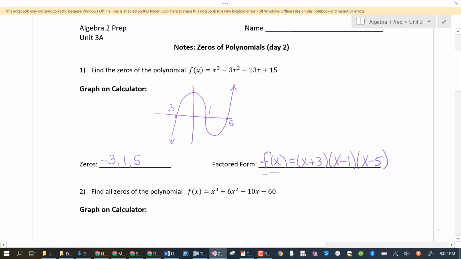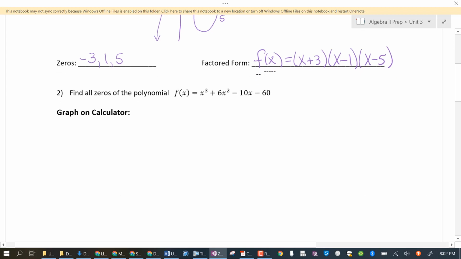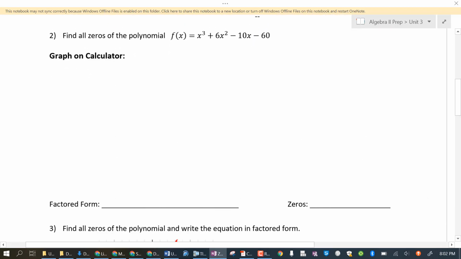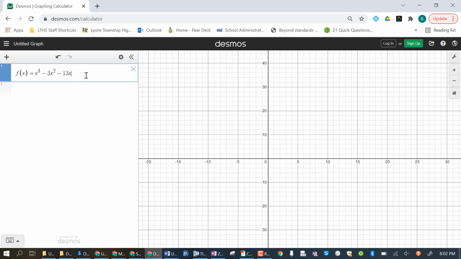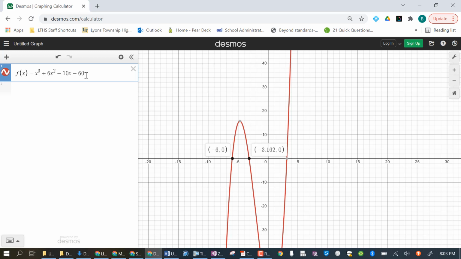All right, let's look at the second example. So it says find all the zeros on the polynomial. So I'm going to type this into my graphing calculator again. So let's go back to Desmos. And I can type in x to the third plus 6x squared minus 10x minus 60. And so I can see my graph goes up, down, up again. I have a 0 at -6, -3.162, and 3.162. So I can see I only have one real 0 at -6.